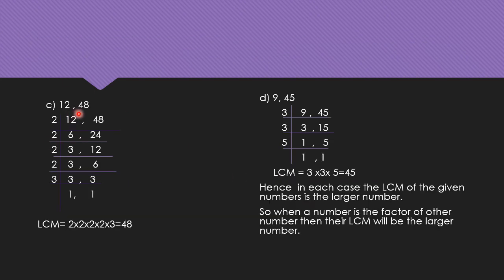Third, 12 and 48. LCM is 48. Fourth, 9 and 45. LCM is 45. So we can see that in each case the LCM of the given numbers is the larger number. So when a number is a factor of another number, then their LCM will be the larger number.